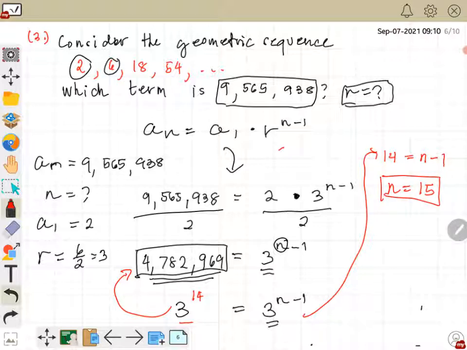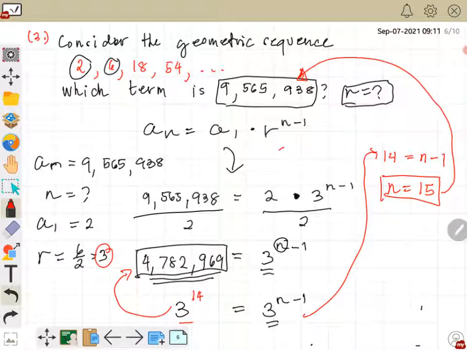That means this 9 million here is the 15th term. So if you continue this sequence by keeping on multiplying by 3, which is our r, in the 15th term you will get 9,565,938.